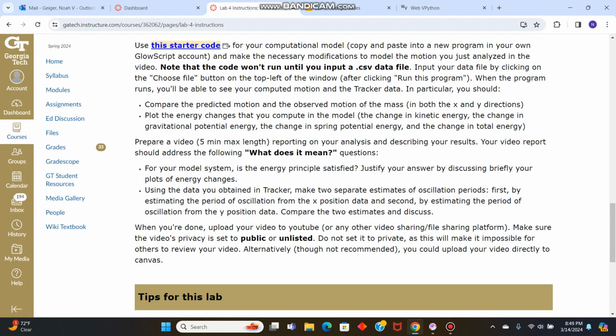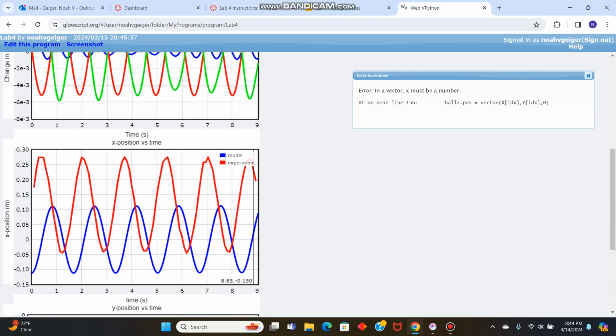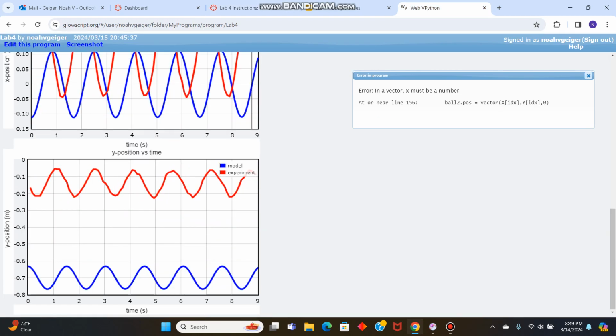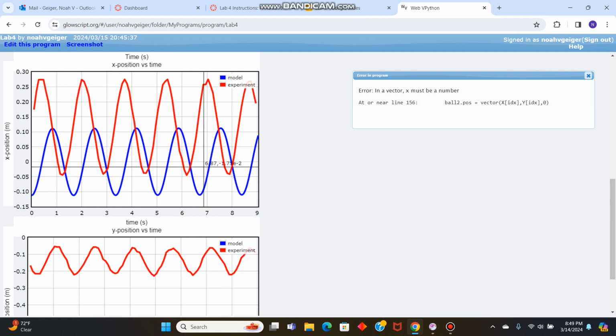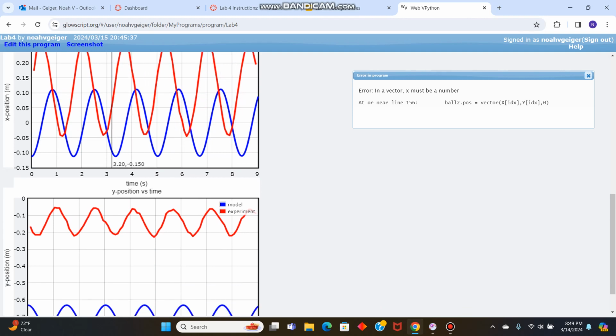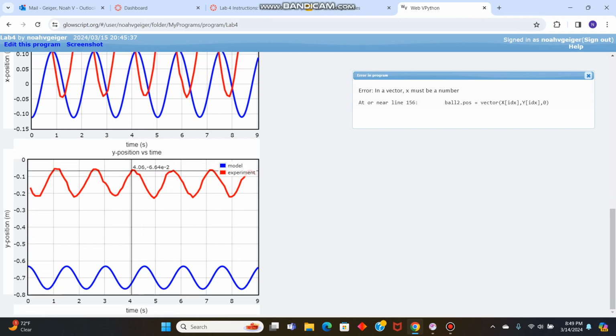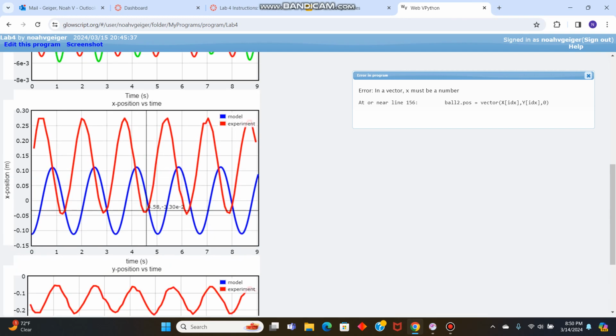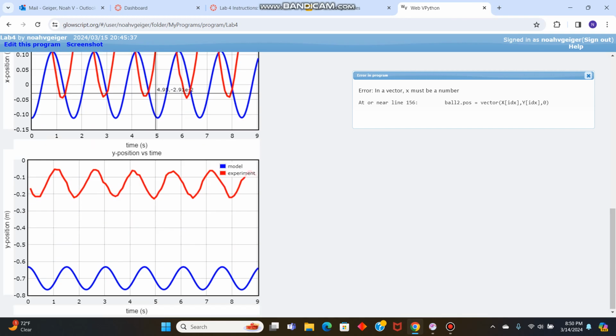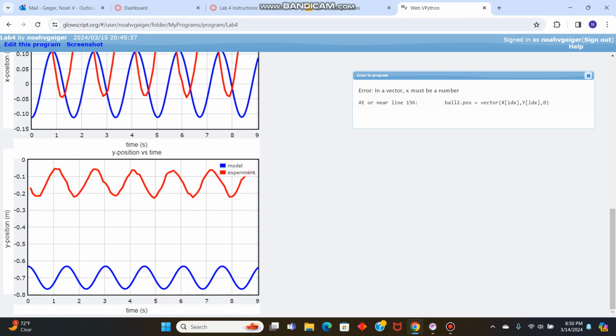Now, moving on to what does it all mean? Is the energy principle satisfied? In our model, not really, because our model is not very good. However, we can see some of the principles showing. X versus time should be inversely related to Y versus time. And you can see that the peak of Y versus time is the trough of X versus time, which is sort of what the energy principle is about. The total change of energy should equal zero, because you can't create or take away energy there.